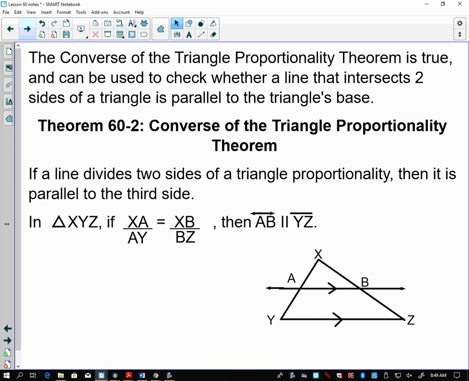It can be used to check whether a line that intersects two sides of a triangle is parallel to the triangle's base. So we're saying if a line divides two sides of a triangle proportionally, then it's parallel to the third side. We want to remember how converse statements work. Yes, getting heads nodding up and down.